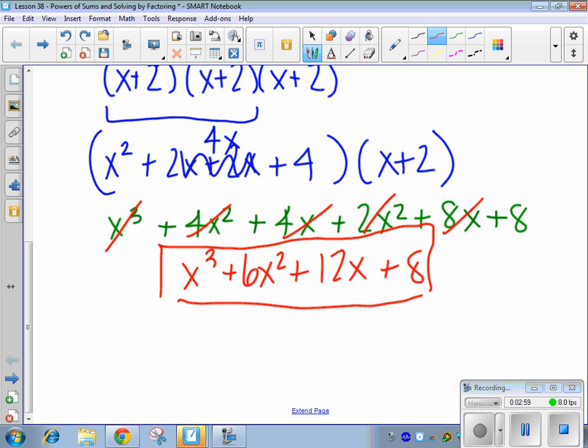It's pretty basic stuff. I trust that you guys know how to distribute. These ones you just want to make sure that you didn't leave anyone out. Everything always needs to be distributed to everything else.